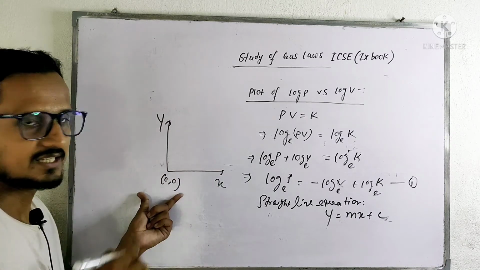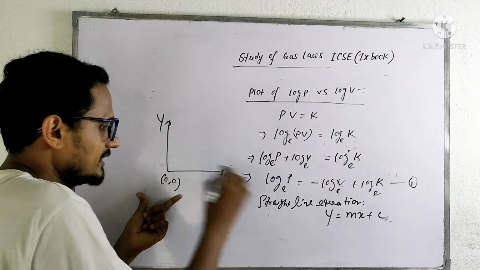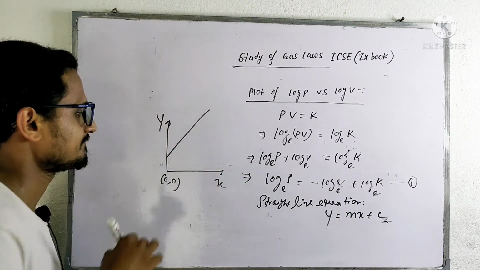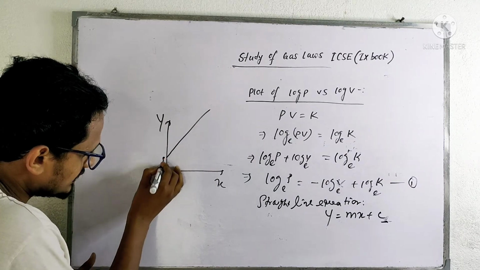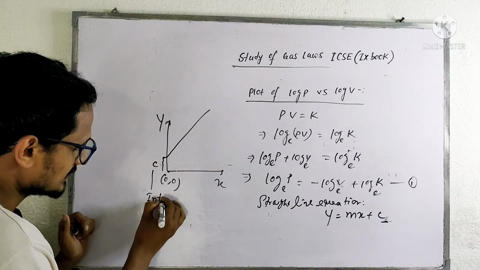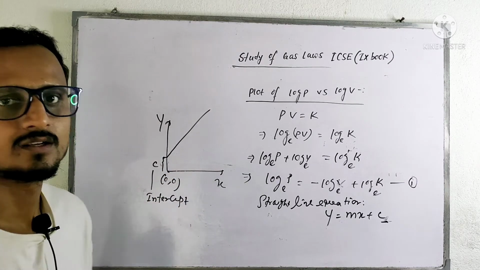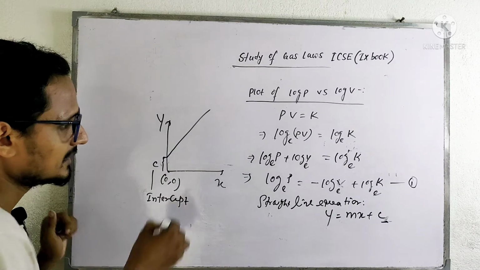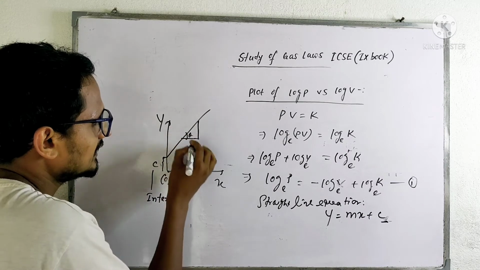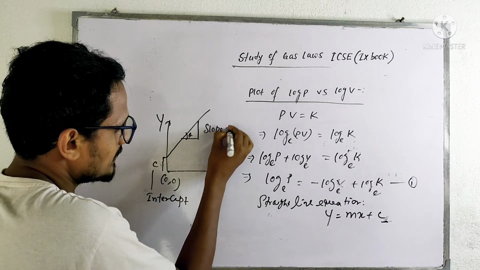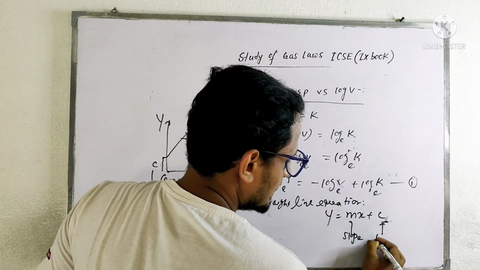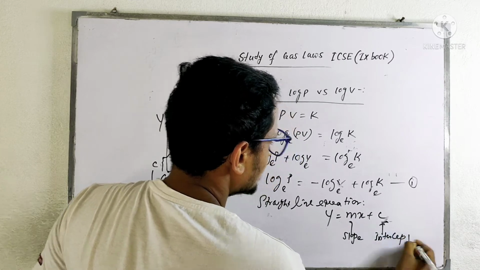if c is there, c means intercept, we will get a curve like this. The difference between here to here will be c, that means intercept. C is nothing but intercept. And if we draw a tangent here, and if this angle is theta, then slope equal to m. This is nothing but the slope, and c is intercept. The curve will look like this.